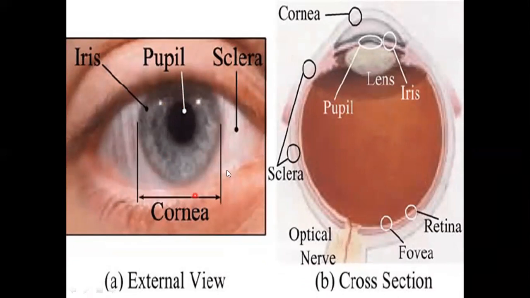We are just saying this part, this whole part, is the cornea. Inside that is the pupil, this black color part. And this white color is the sclerotic layer. And just outside the pupil, this part we are saying is the iris, right?